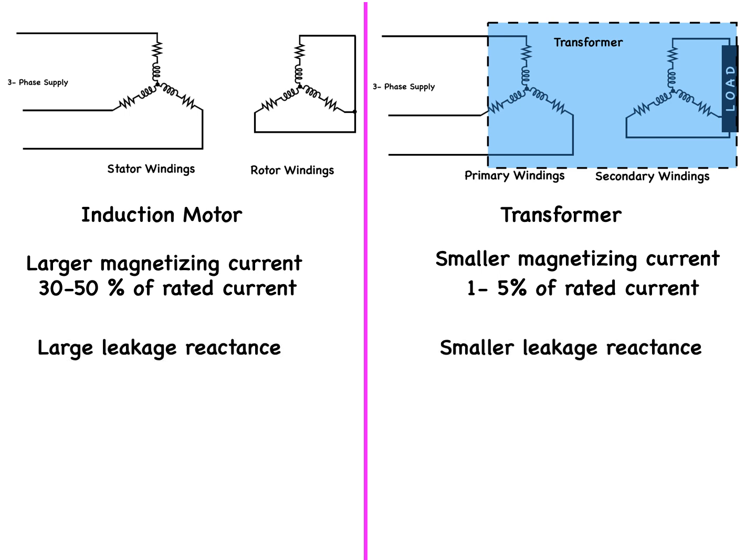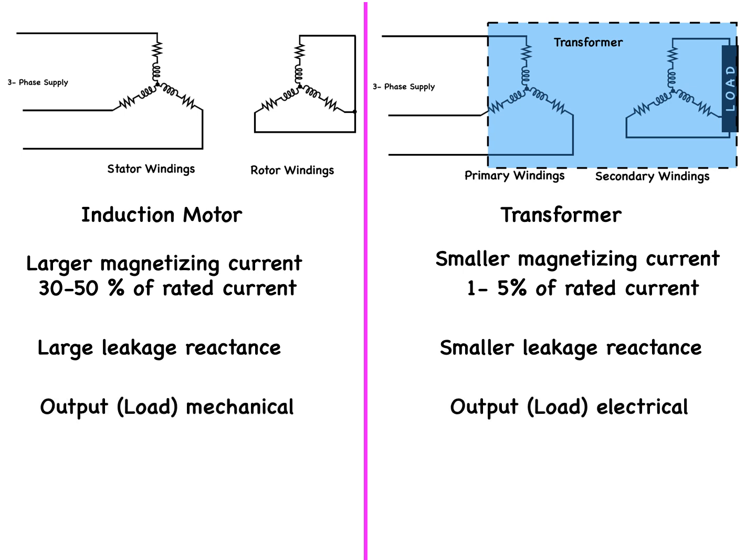In an induction motor, there is an air gap, and the stator and rotor windings are distributed along the periphery of the air gap rather than concentrated on the core as in a transformer. Therefore, the leakage reactance of stator and rotor windings are quite large compared to that of a transformer. In an induction motor, the inputs to the stator and rotor are electrical, but the output from the rotor is mechanical. However, in a transformer, the input as well as the output is electrical.